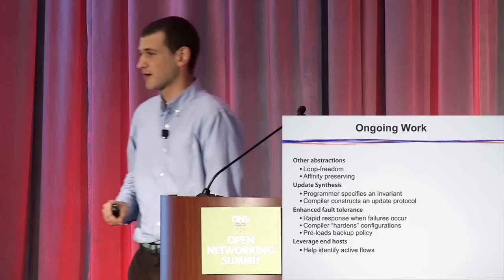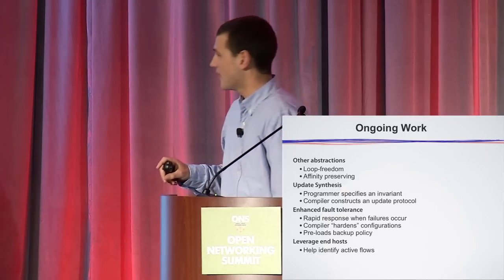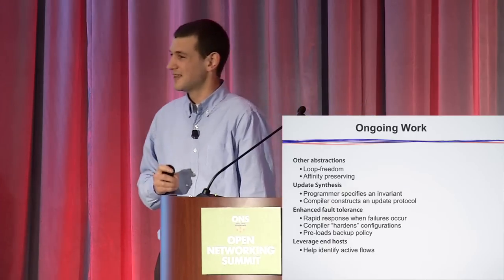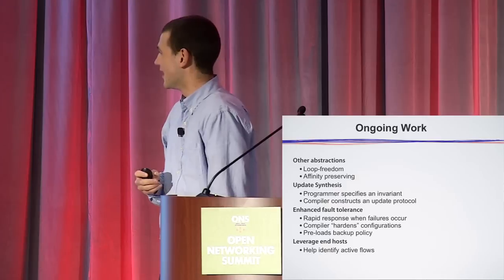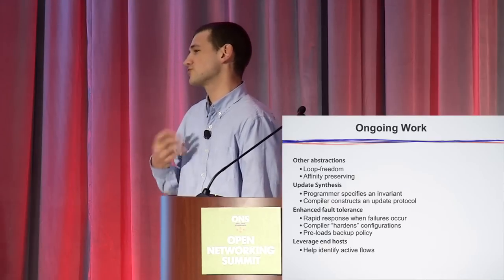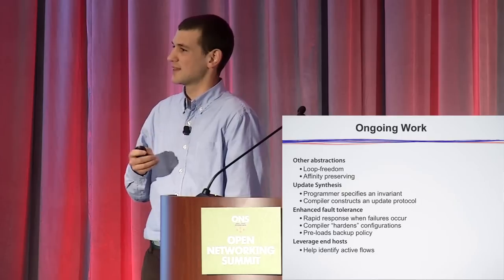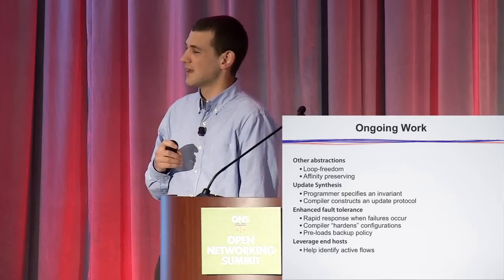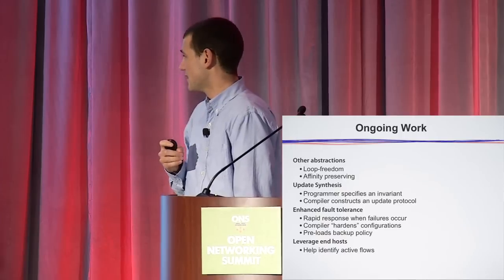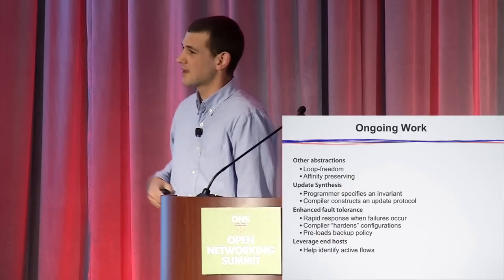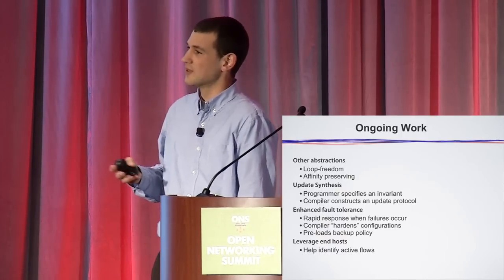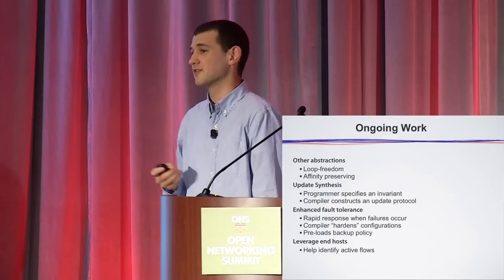In terms of ongoing work, we're doing some work on coming up with other kinds of abstractions with weaker but less expensive implementation cost. So things like, if you only care about structural invariants like loop freedom, then you may be able to get by with cheaper mechanisms that aren't as heavy-handed as the two-phase commit, for example. And we're also looking at abstractions that can handle unplanned change, for example, failures.